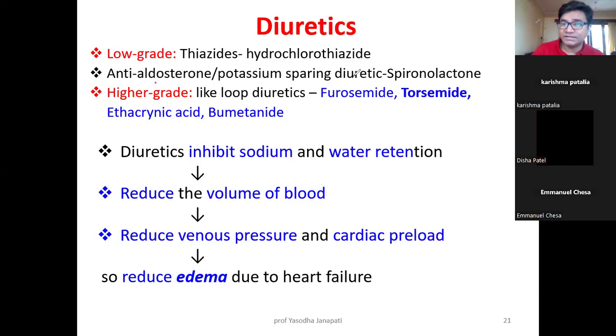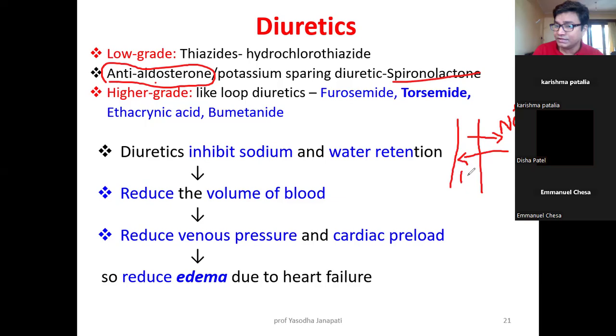See here, how does this spironolactone act? It is anti-aldosterone. Aldosterone, we also learned in the renin-angiotensin-aldosterone mechanism. Aldosterone will act at the last collecting ducts of the nephron. Here what happens is that our body will reabsorb sodium, and it sends potassium to the urine.